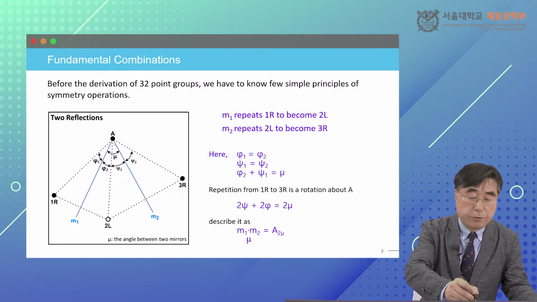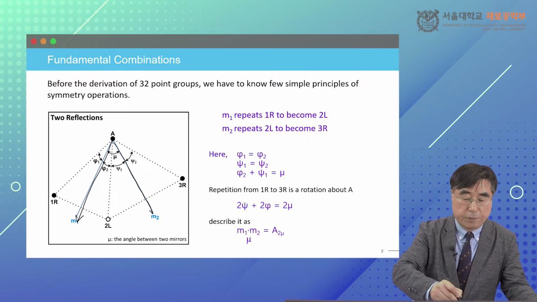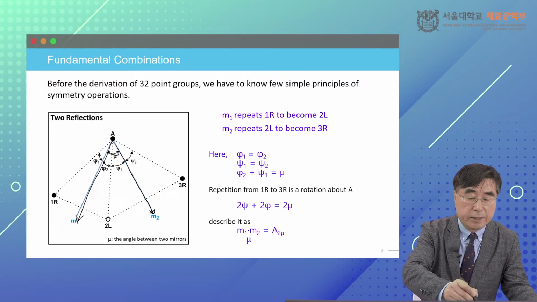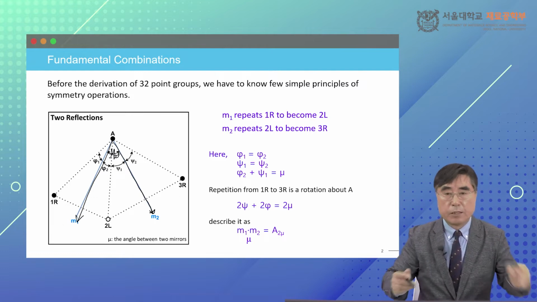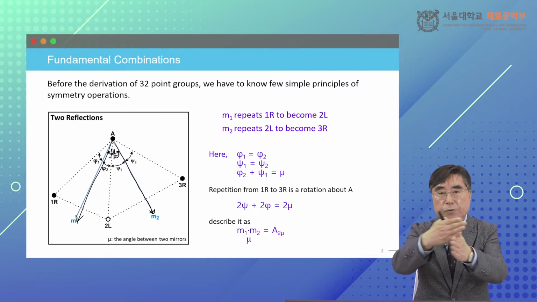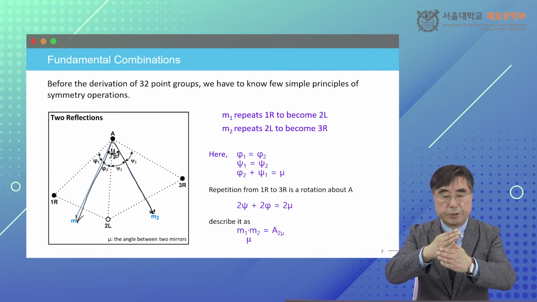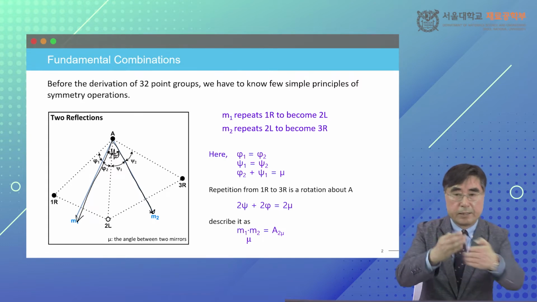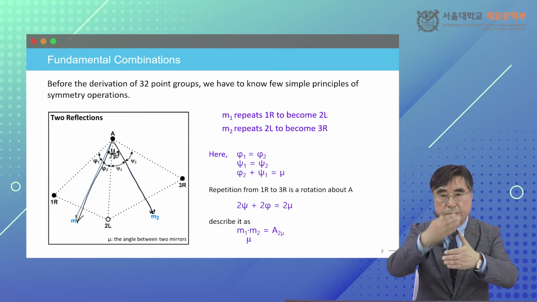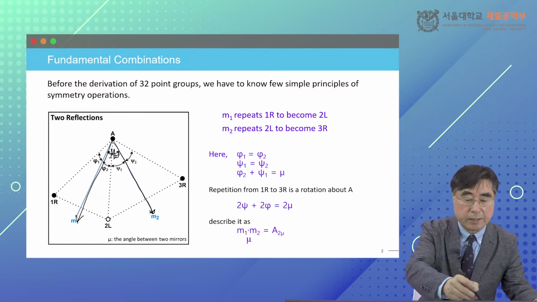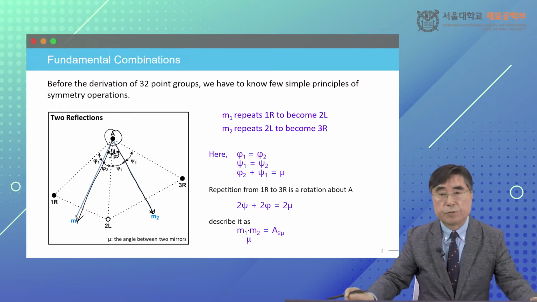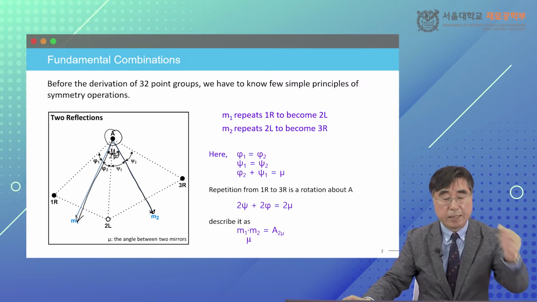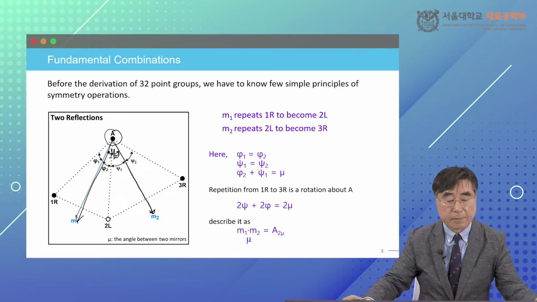One is when two mirror planes, M1 and M2, have a certain angle of mu. So we have two mirror planes with a certain angle of mu separation. Then when these two mirror planes touch, there is a line where these two mirror planes intersect. That's the projection of this point A. Point A basically defines the line.